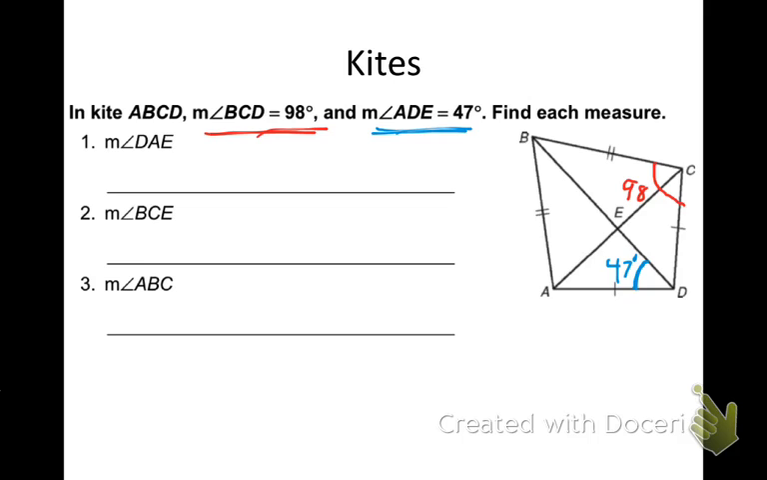Okay. I want to find each of the following measures. I want to find angle DAE. So I want to find the purple angle there. I want to find angle BCE. BCE. Find that angle right there. And then I want to find, let's use orange, angle ABC. So I want to find this angle right here. All right.